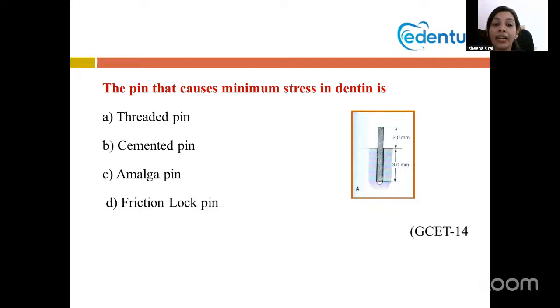In the case of threaded amalgam pins and also friction lock pins, they are threaded or actually screwed into the smaller slots, where the screws are larger. So a large amount of stress is generated on the dentine. So the minimum stress is caused by the cemented pin. That is because the slot is larger, and inside that we place the pin and it is attached by a cement. So minimum stress is by the cemented pin.